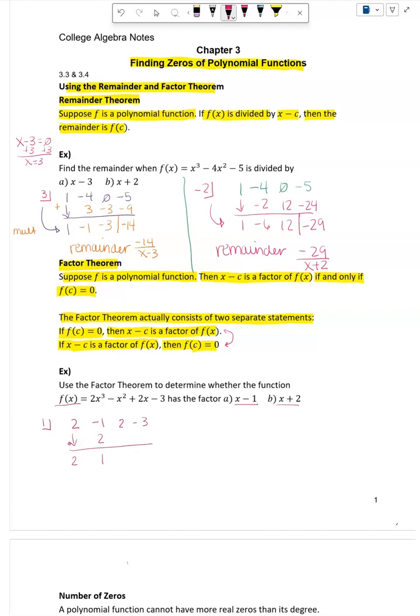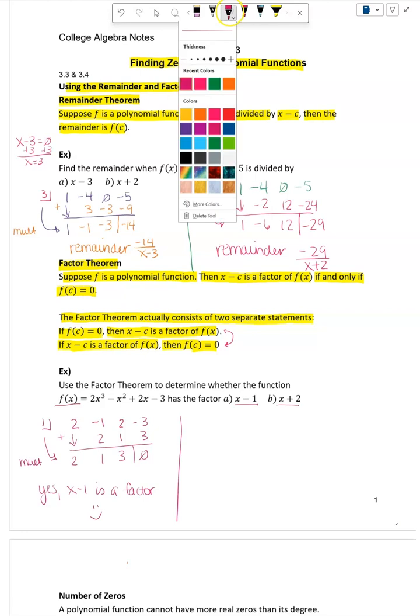This is going to give us a 1. 1 times 1 is 1. Now we add these. Remember, up here it's always add. Down here it's always multiplication. 1 times 1 is 1. Add these, it's 3. 1 times 3 is 3. Negative 3 plus 3 is a 0. So yes, x minus 1 got a 0 remainder. So yes, x minus 1 is a factor.